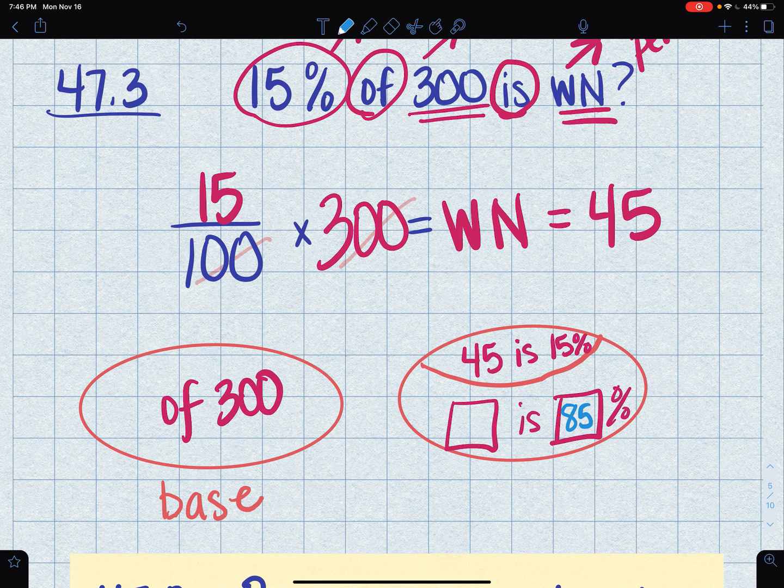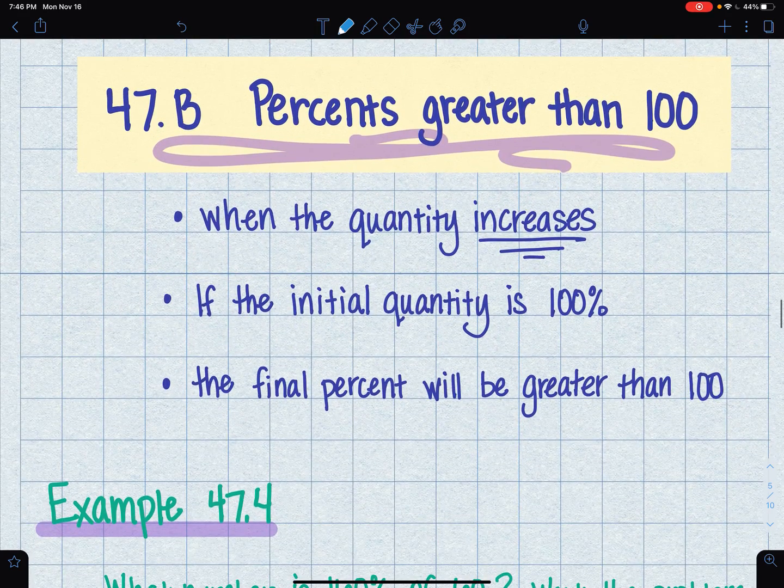And then what number goes here? Well, that's going to be easy too because I take my base and I subtract 45 from that. So if I do 300 minus 45, then it's going to be 255 is the 85%. Okay, perfect. Let's move on to percents that are greater than 100 now.